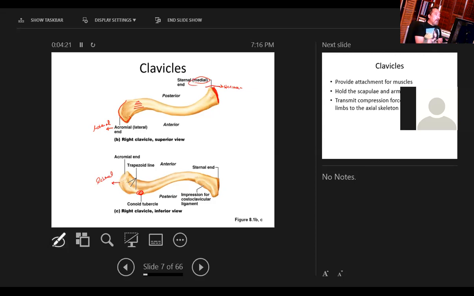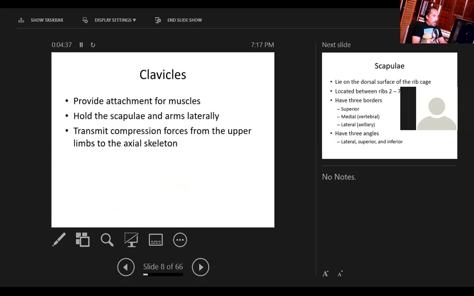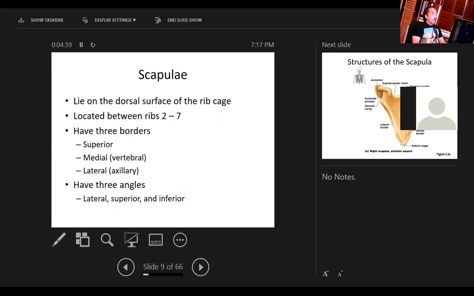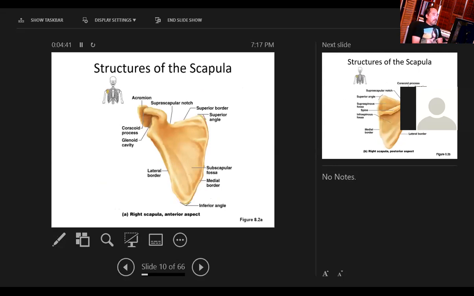So now I'm able to distinguish the different parts of my clavicle, okay? After looking at the clavicle, the conoid tubercle, acromial end, and sternal end, that tells me what the clavicle looks like. And I'm going to take a look now at my scapula, okay?